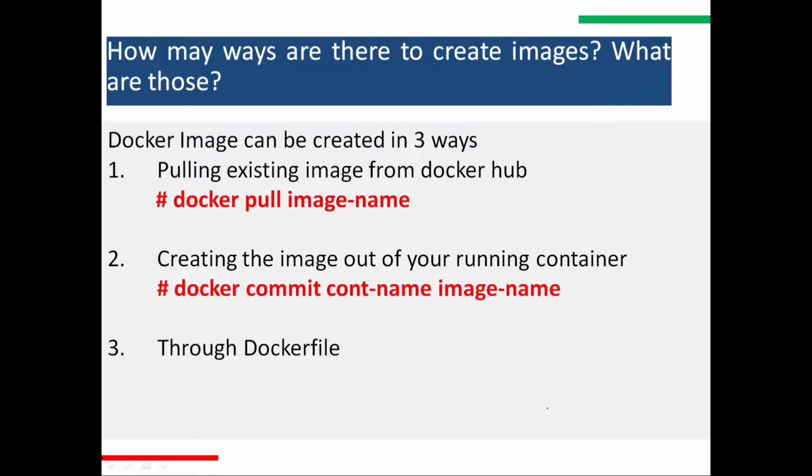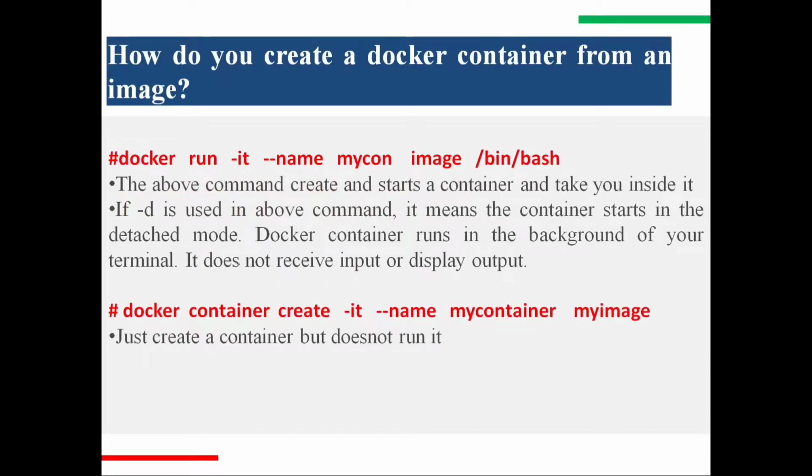The second way is to create the image out of your running containers. Assume that you have a certain container running. From that container you can create the image. The command is docker commit, your container name, and whatever image name you want. And the third one is through a Dockerfile. These two we will see in future. So coming to the next question.